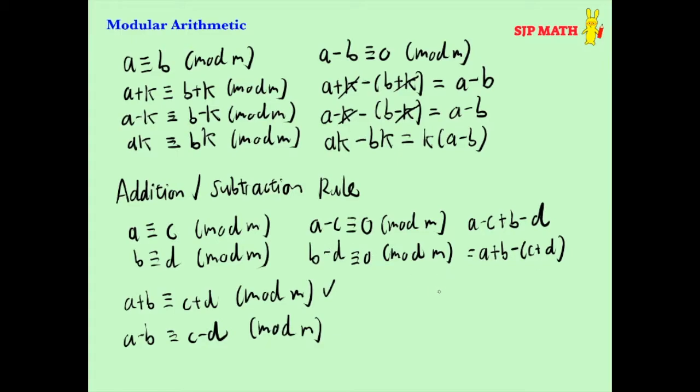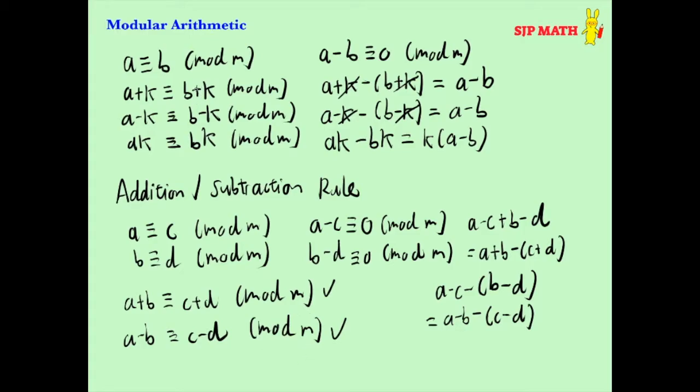So let's write that: a minus c minus b minus d. If we rearrange the terms, we get a minus b minus c minus d in brackets, and this is a multiple of m. So the difference between a minus b and c minus d is a multiple of m, so a minus b is congruent to c minus d modulo m. There we go. We got the addition and subtraction rule, and we proved it.